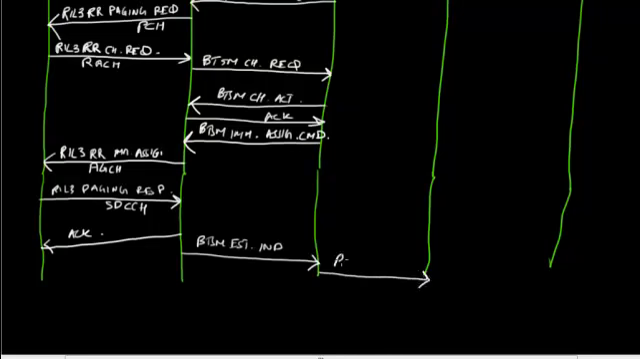BSSMAP complete layer 3 message to the MSC, which also starts an SCCP, signaling connection control part, connection. So the MSC now tells the VLR that the MS is responding to the page.